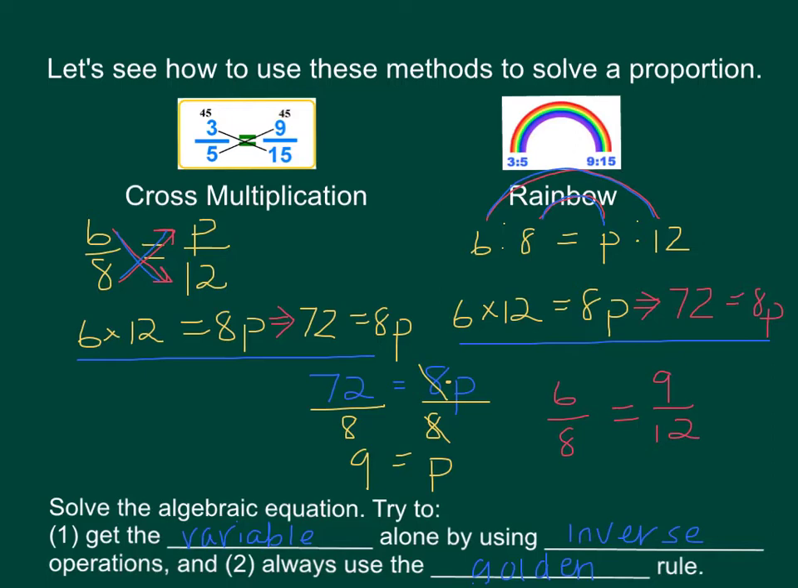Could I verify that? Yes. I could reduce 6/8. If I divide these by 2, that is going to give me 3/4. And look on the other side. If I divide the 9/12 by 3, that would also give me 3/4. And those are, in fact, equal.